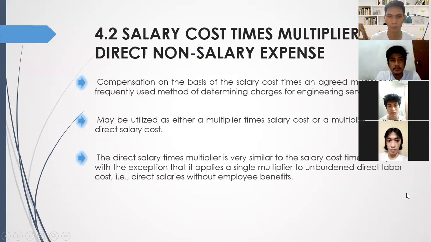Salary cost times multiplier plus direct non-salary expense. Compensation on the basis of the salary cost times an agreed multiplier is a frequently used method of determining charges for engineering services. It may be utilized as either a multiplier times salary cost or a multiplier times direct salary cost. The direct salary times multiplier is very similar to the salary cost times multiplier, with the exception that it applies a single multiplier to unburdened direct labor costs, direct salaries without employee benefits.